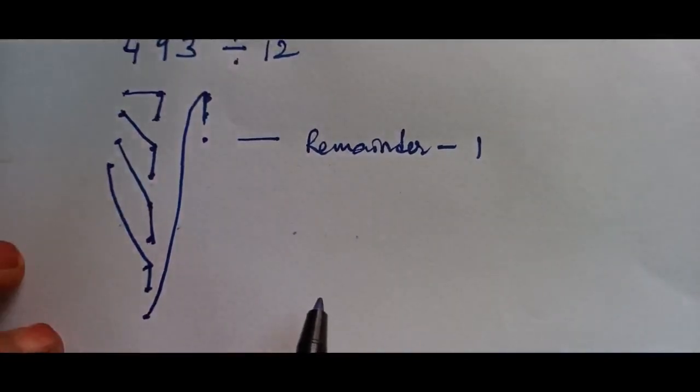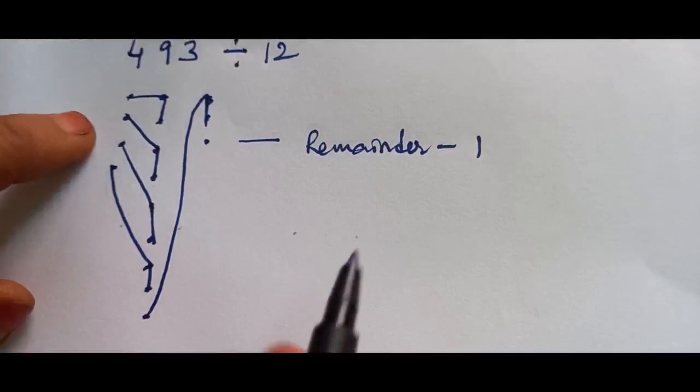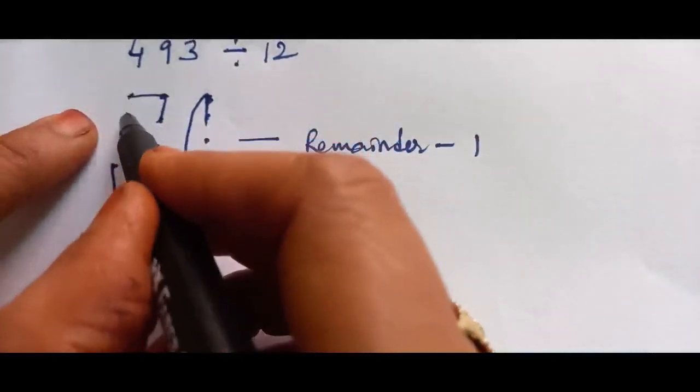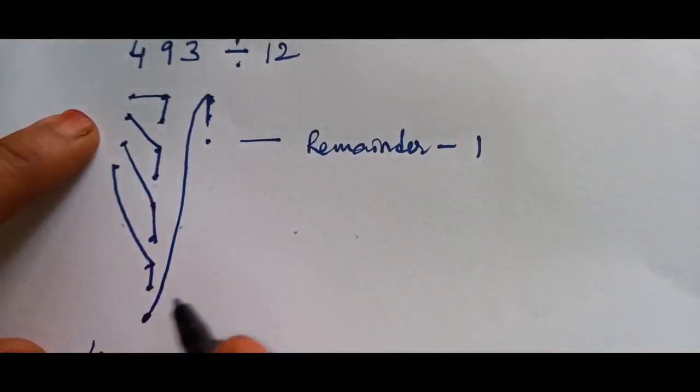Then what is the quotient? We need to take the starting points. See here, in the first column 1, 2, 3, 4 are there. In the second column we have only one starting point.